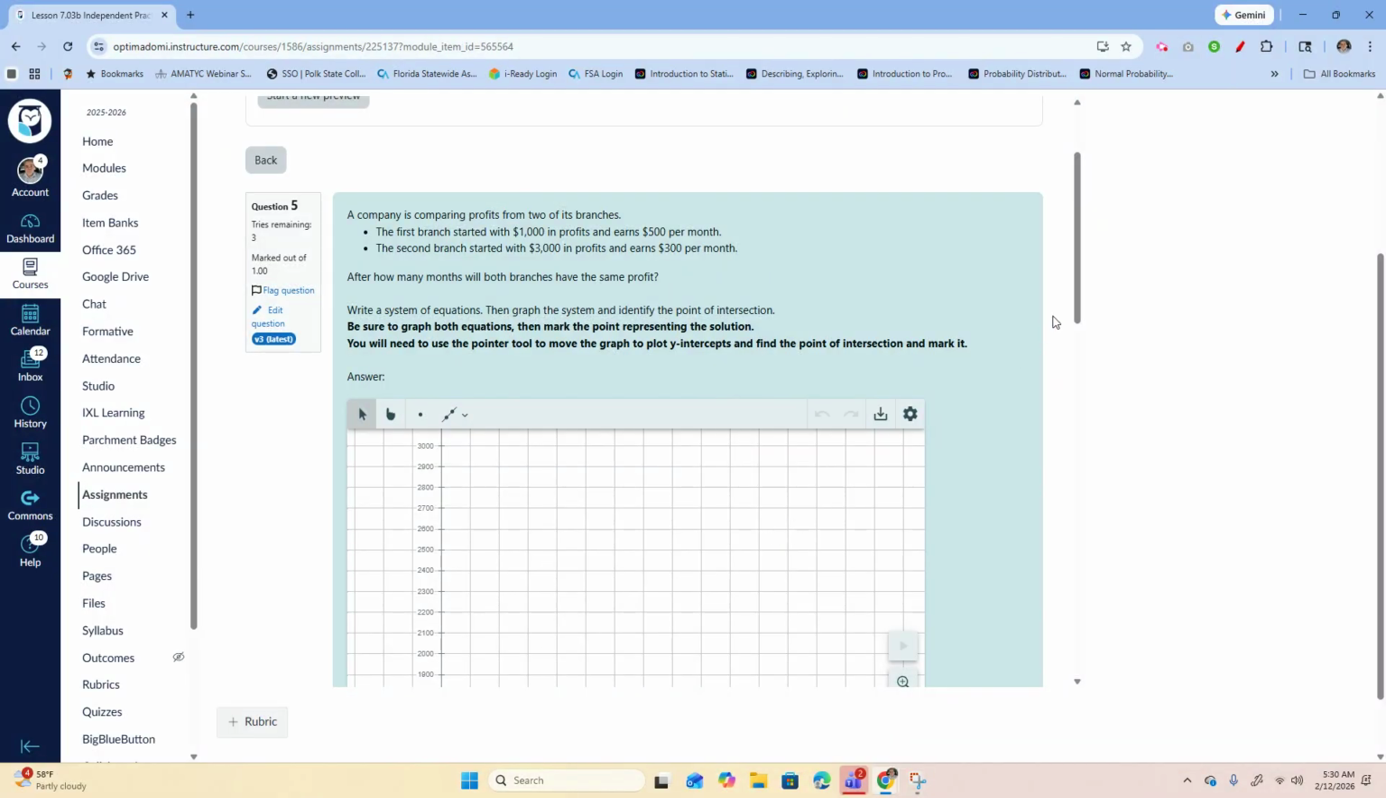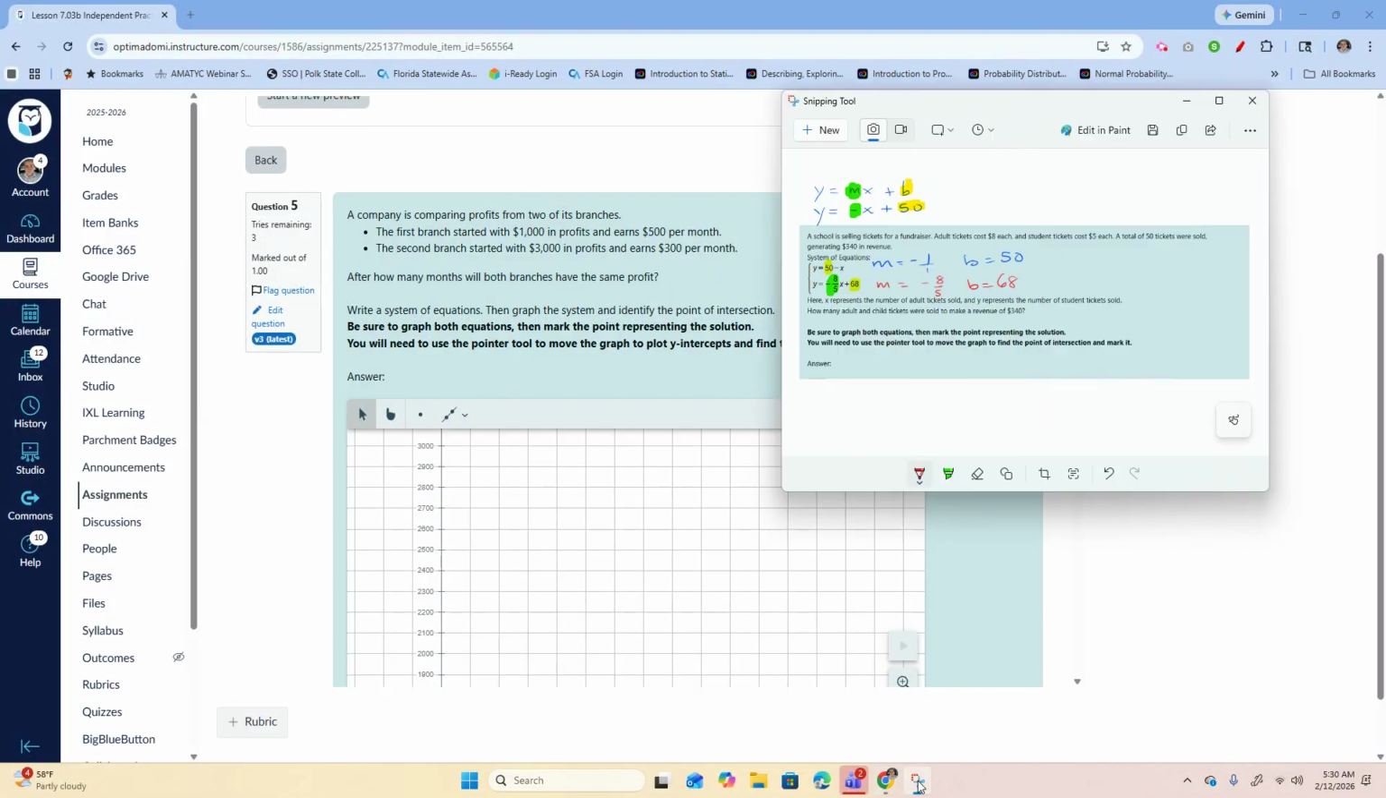Here we go again, we're going to have to write the word product as an equation. So let me take a screenshot.